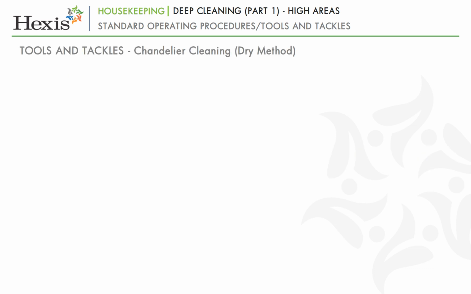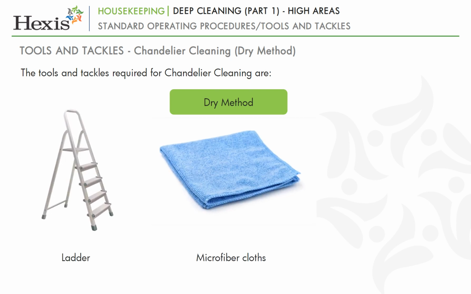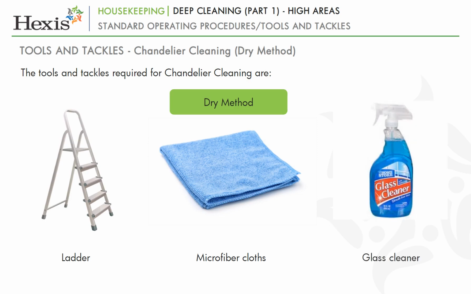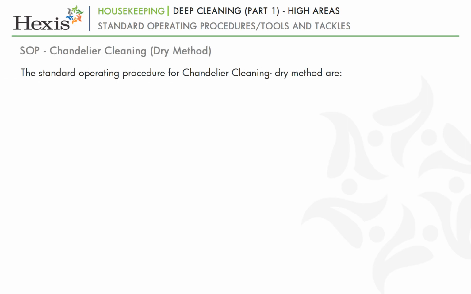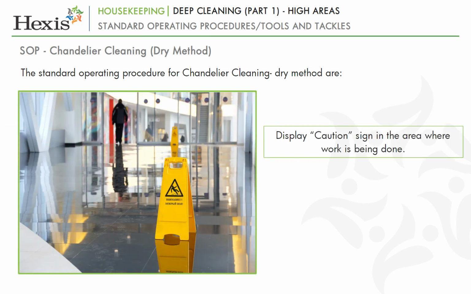Chandelier cleaning can be done in two methods, namely dry method and wet method. The tools and tackles required for chandelier cleaning by the dry method are: ladder, a minimum of 2 microfiber cloths, glass cleaner. The standard operating procedure for chandelier cleaning dry method is: display caution sign in the area of work.